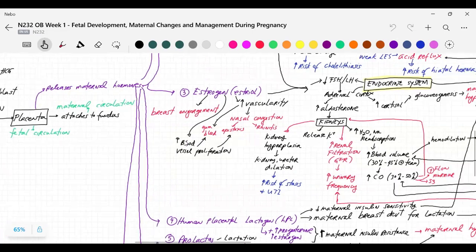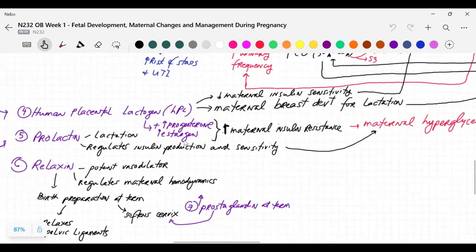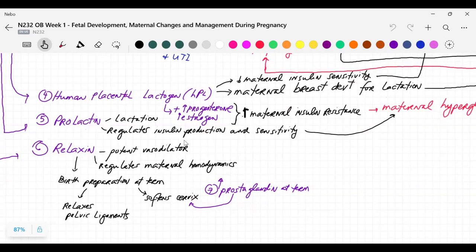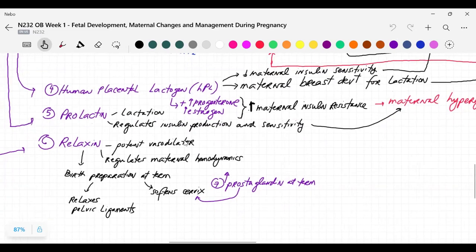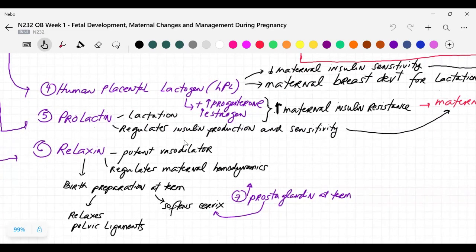So that's estrogen. What is the key thing that you remember about estrogen? Increased vascularity, congestion, right? And then melanocyte, MSH, is all the darkening of the skin. There are a couple more hormones. One of them is HPL. I want you to think of HPL and prolactin together. Human placental lactogen is HPL, and then there's prolactin.